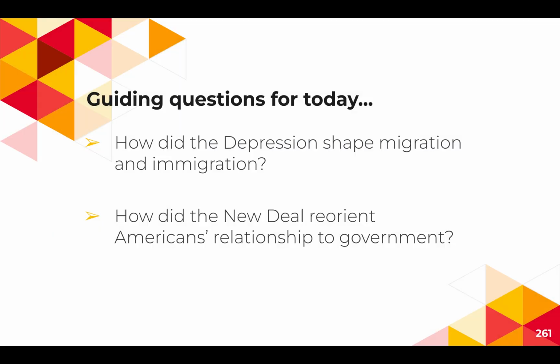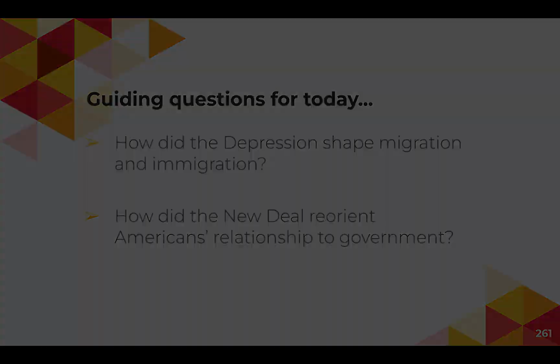So here are the guiding questions for the day. Again, we want to look into migration and immigration patterns, and then we'll also look at some of those early New Deal programs and think about the ways in which the American public might start to see the government's response to the Great Depression a little bit differently.